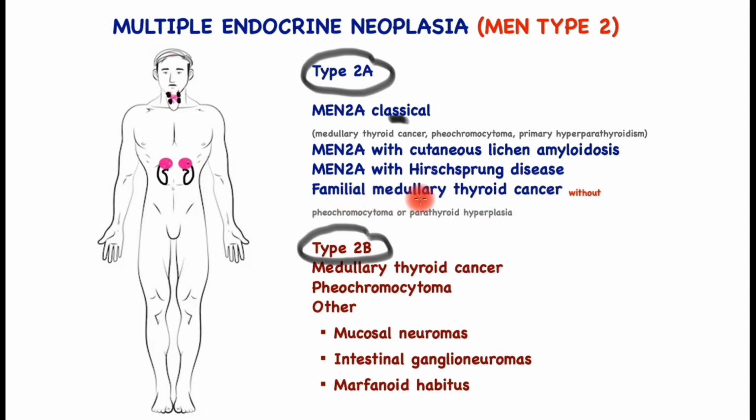And finally, familial medullary thyroid cancer, but without the pheochromocytoma or parathyroid hyperplasia. All of these are subtypes of type 2A. Type 2B are medullary thyroid cancer and pheochromocytoma primarily, but others include mucosal neuromas, intestinal ganglioneuromas, and marfanoid habitus.